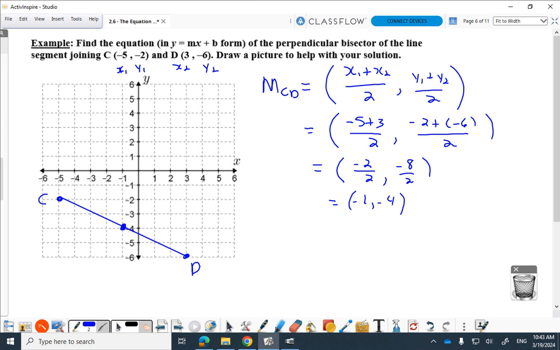When wouldn't a graph help you too much? If it was decimals, or if it was really big numbers. But on these ones, it's very nice. You're going to get right up there. Okay, that was one of the steps.